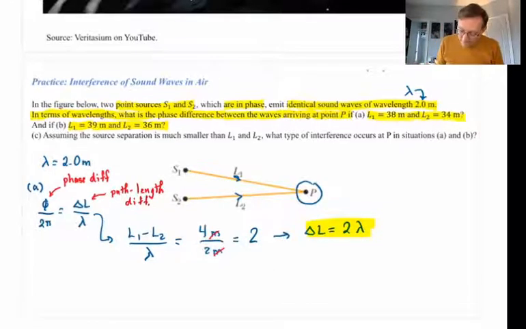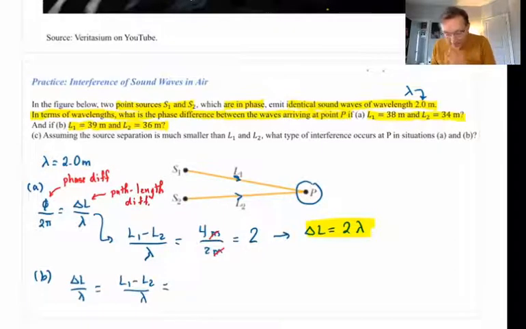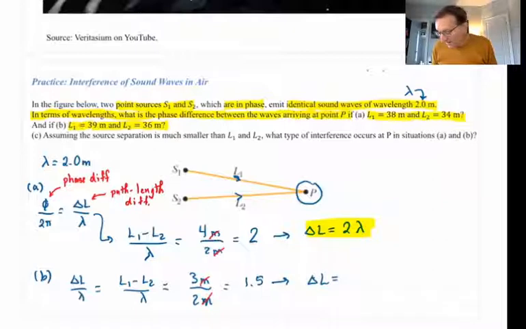What about part B? Just do it again. Do delta L over lambda again. L1 minus L2 over lambda. But now in part B, L1 is 39 meters and L2 is 36 meters. So L1 minus L2 is 3 meters. And the wavelength is 2 meters. Again, the meters cancel. And 3 divided by 2 is 1.5. So the path length difference delta L is 1.5 lambda. And that's what I would call the answer. The path length difference is 1.5 wavelengths.